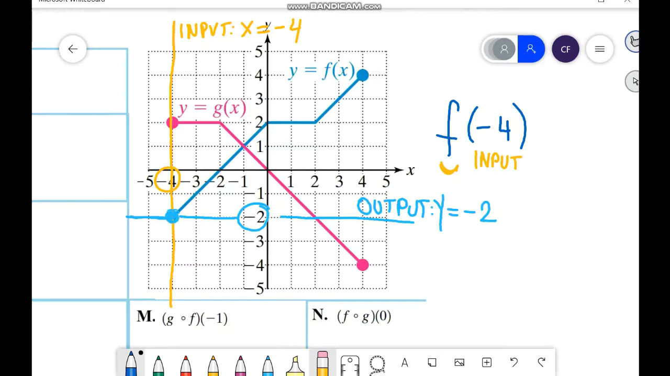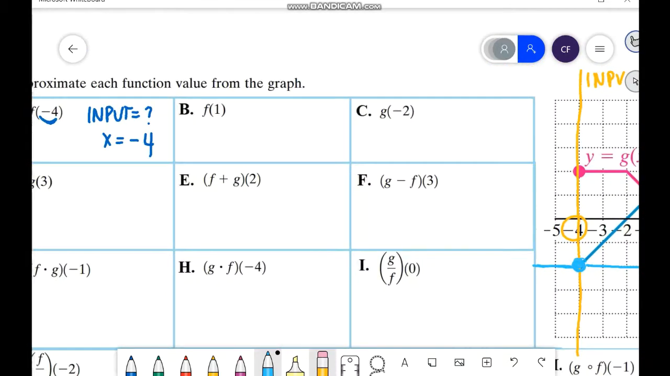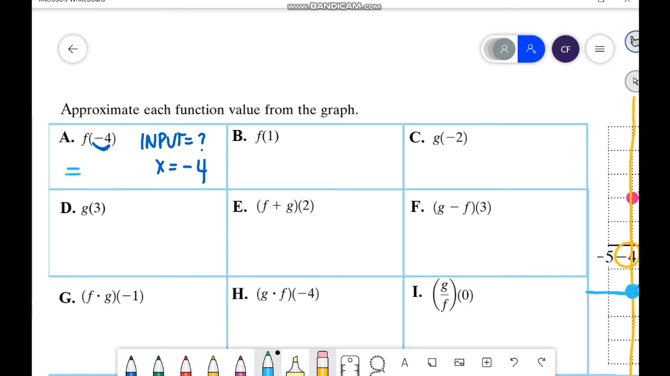So the answer is output -2. This is the output. Okay? Okay, Kalia. Let me show again. The answer here is -2.